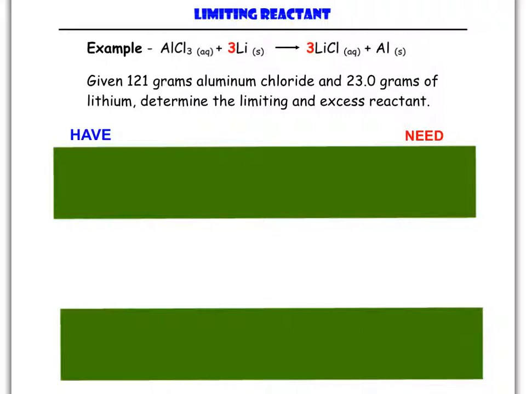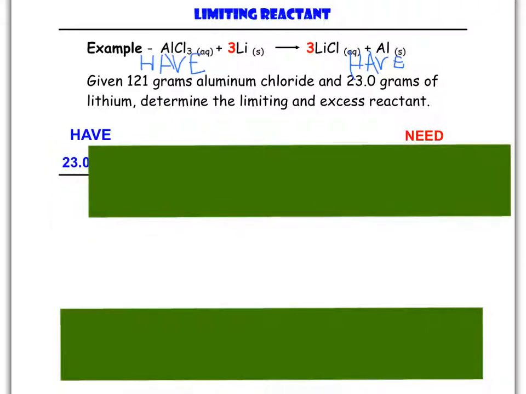So again, the problem is telling us that we have 121 grams of aluminum chloride and we have 23 grams of lithium. Please double check, make sure your equation is balanced, which in this case it's already balanced for you. So we go through and look at this.